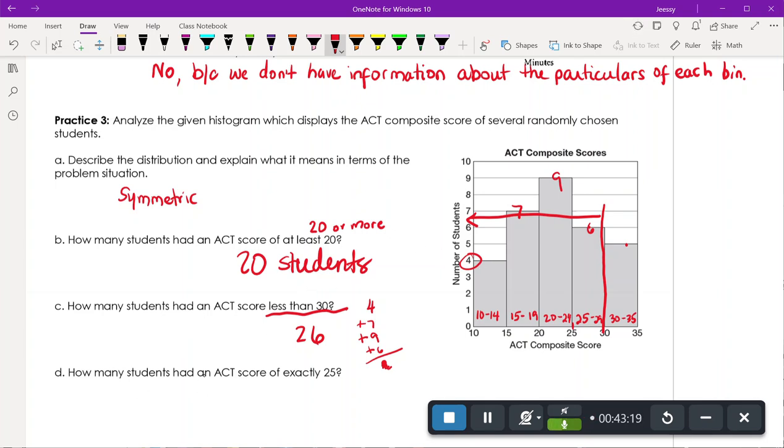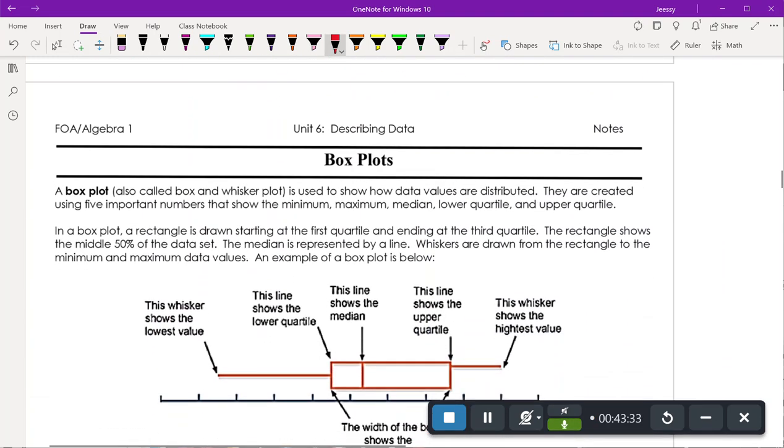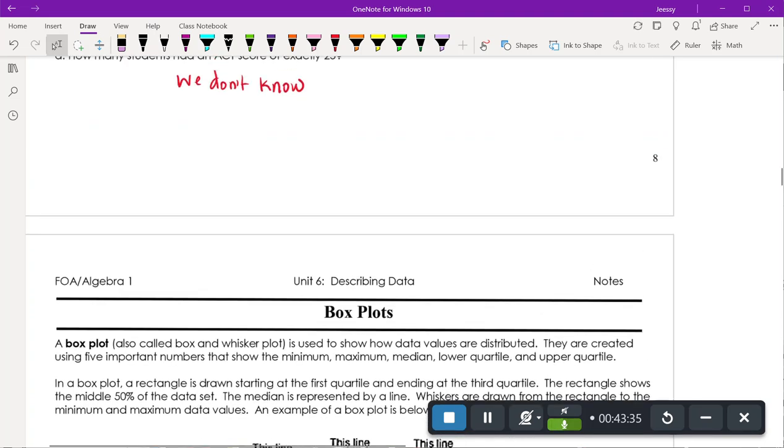All right, how many students had an ACT score of exactly 25? Exactly, we don't know. All right, let's stop here.